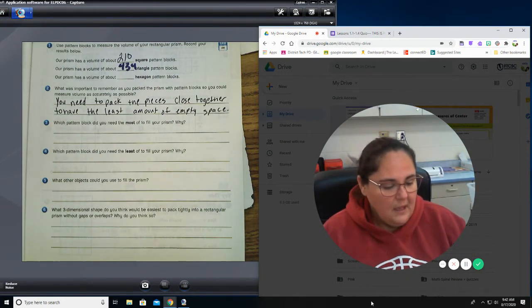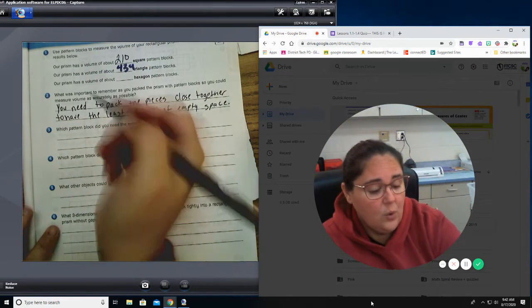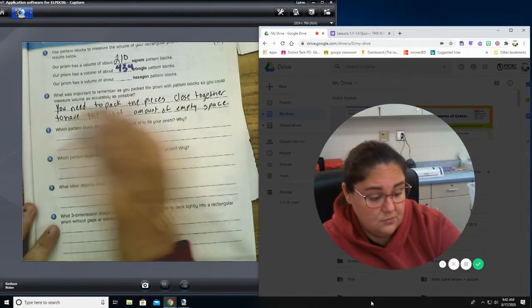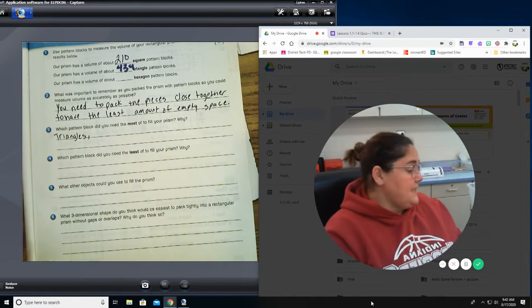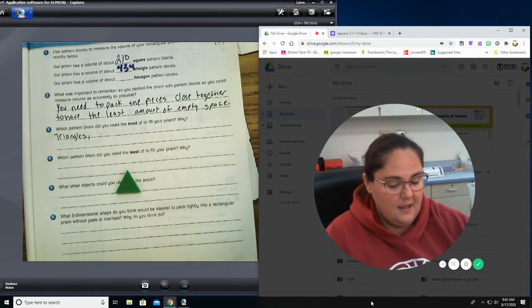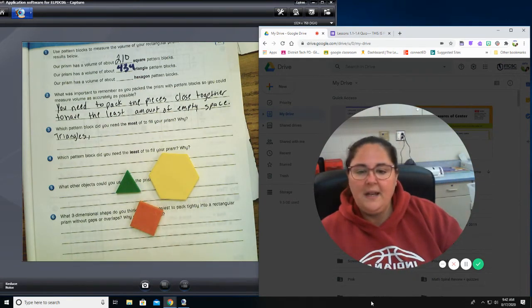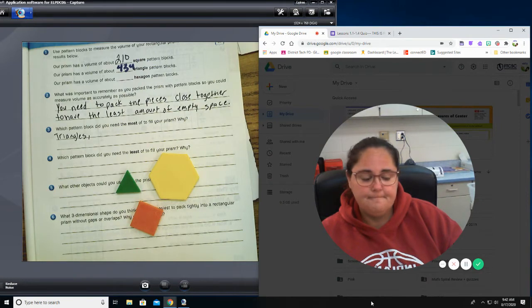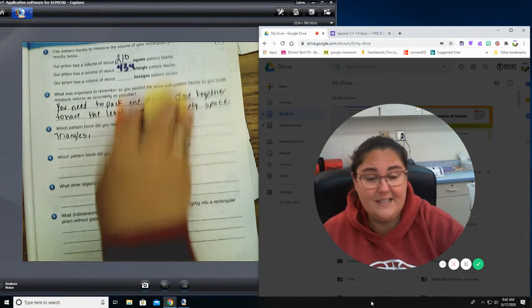So it says, which pattern block do you think you need the most to fill your prism and why? We needed the triangles. And it says why, so we need to be specific. Why did I need more triangles than I did hexagons or squares? Pause if you need to. Think about it. Why would I need more triangles? The triangles are smaller, so they take up less space.